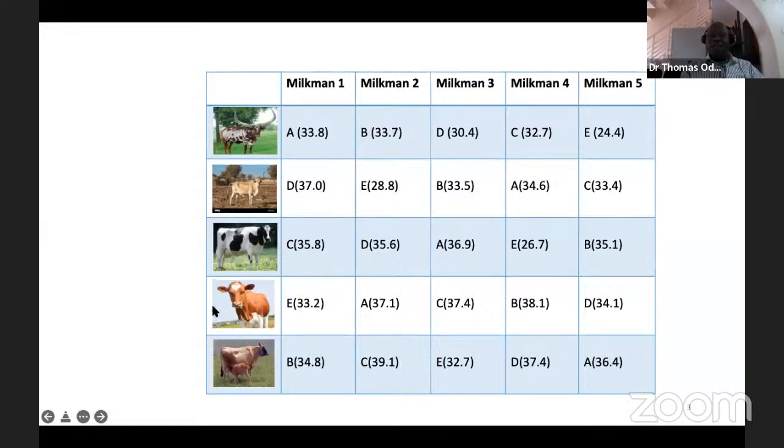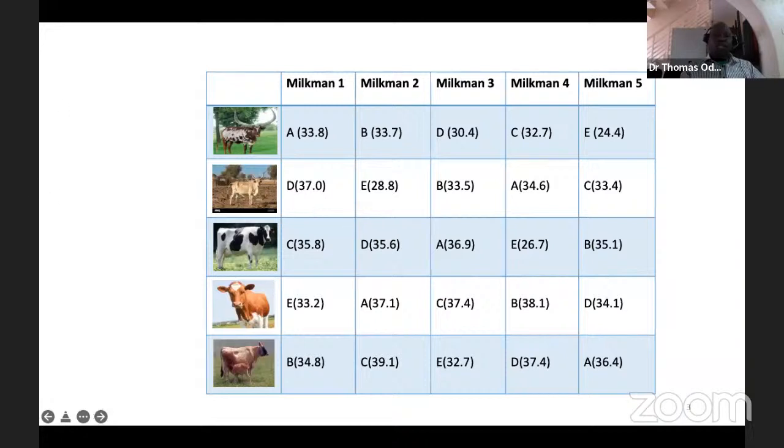So this is a perfect, what we call a Latin square design. Row number 1 is related to animal 1, row number 2, animal 2, row number 3, animal 3, row number 4, row number 5. And then the columns are milkman 1, milkman 2, milkman 3, milkman 4, milkman 5. So that is the data that we have.